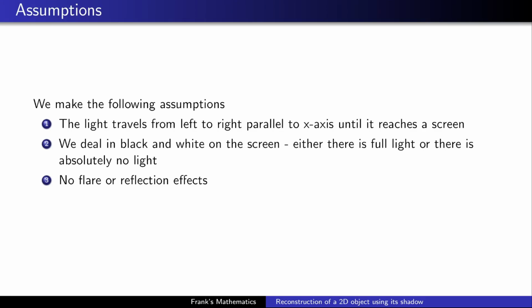So let's start. As usual, let's start with making some assumptions. Number one, we want the light to travel from the left to the right in a parallel manner to the x-axis until it gets stopped by some obstacle or it reaches the screen. On the screen, this is assumption number two, there is only full light or there is absolutely no light. So we deal only in absolutes. And this is combined with assumption number three, there is no flare or reflection effects, because these effects would make the modeling process and the derivation process way more complicated, and it's not needed to understand what's going on here.